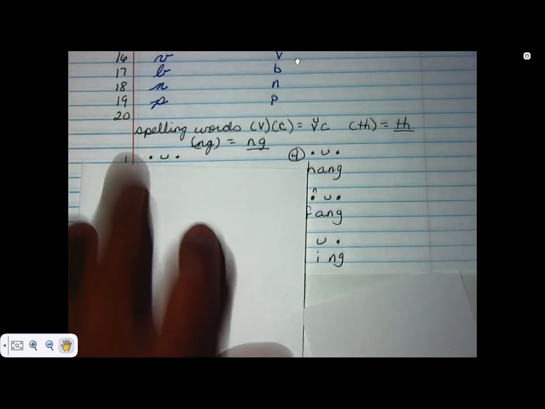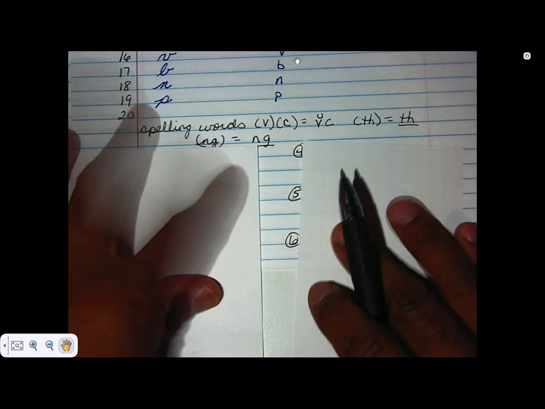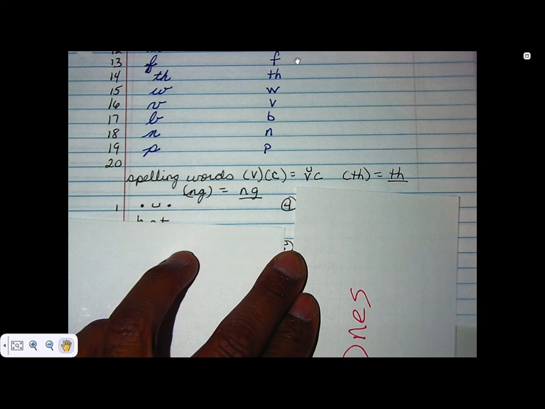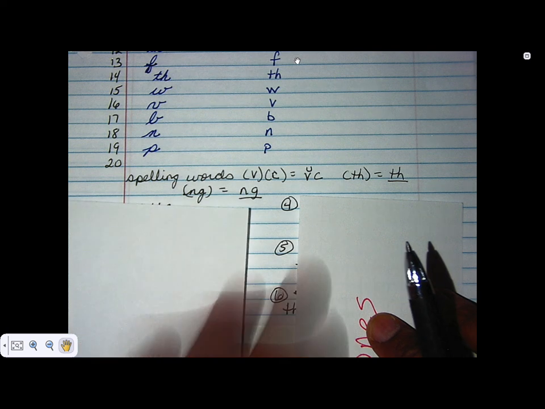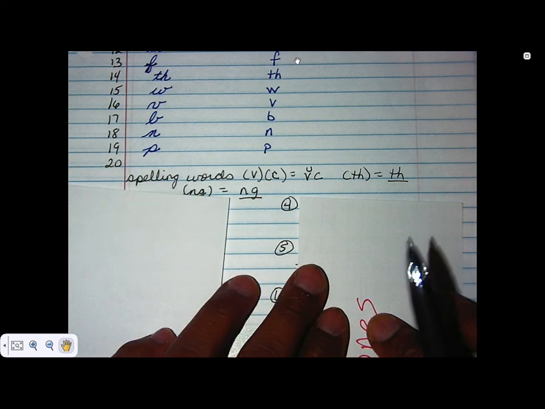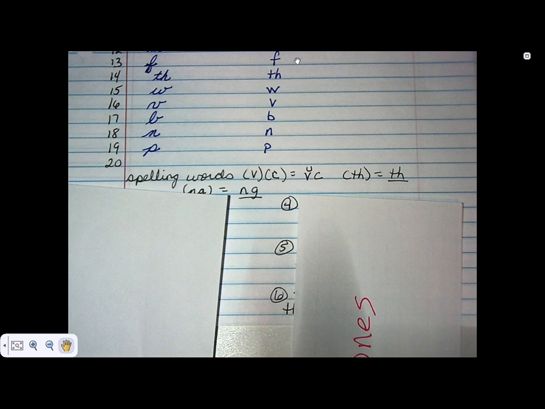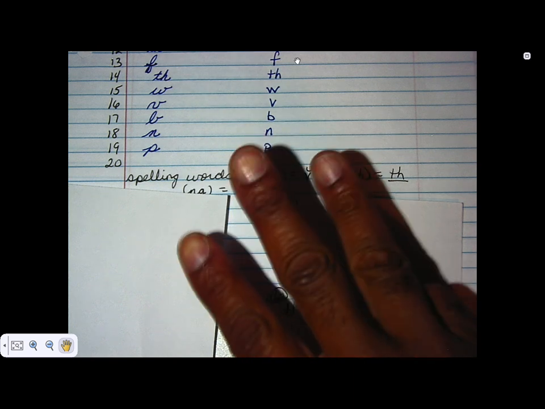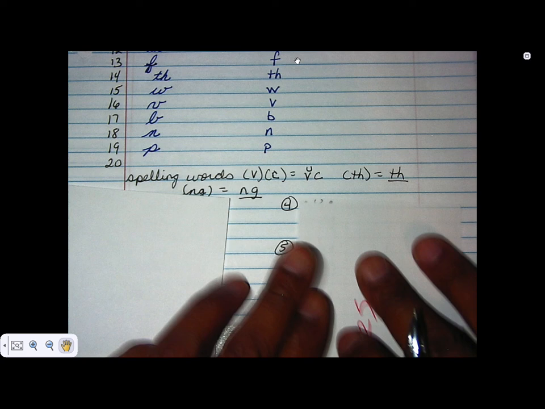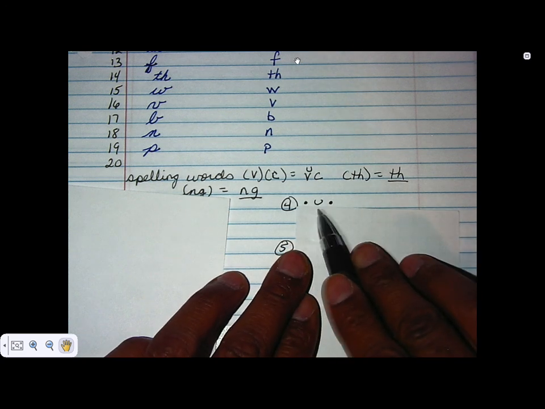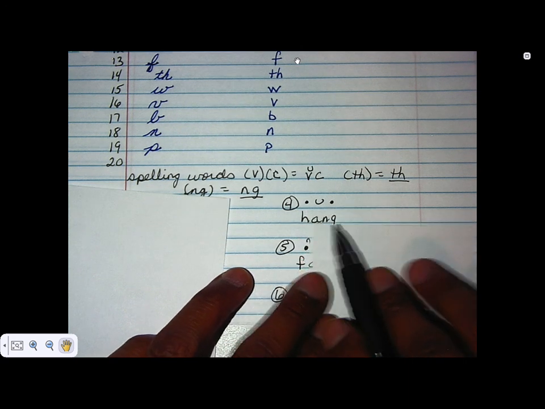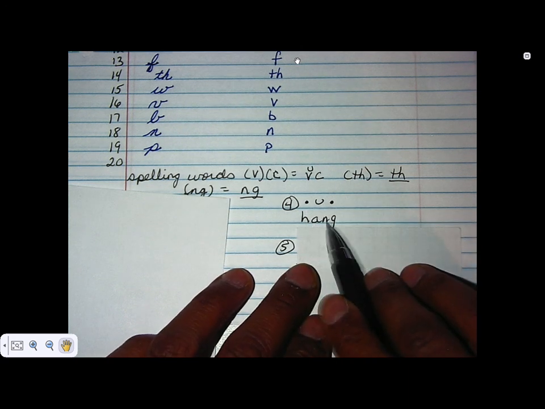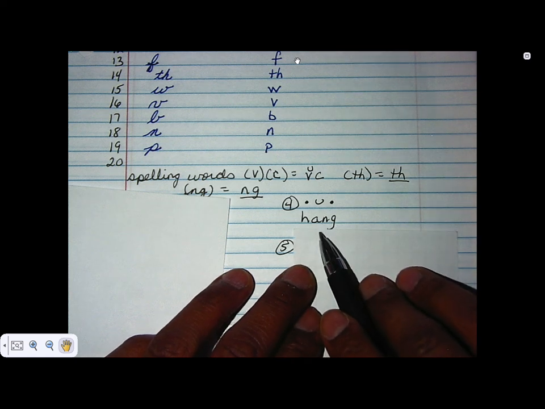Next one is going to be hang. And remember, if you hear the sound ng, that's going to be spelled with an NG. So hang. And my sounds are h, a, ng. Okay? So first sound spelled with an H. A spelled with an A. ng is digraph NG. Hang. So you need to copy that for me, please.